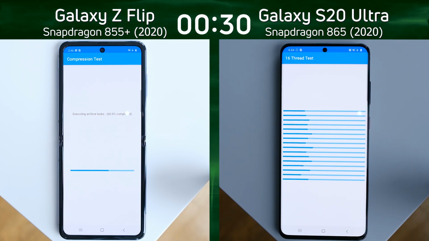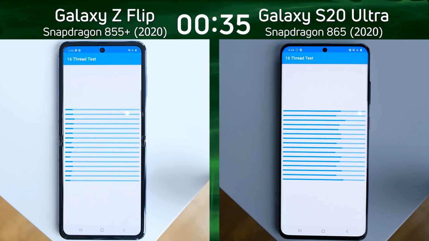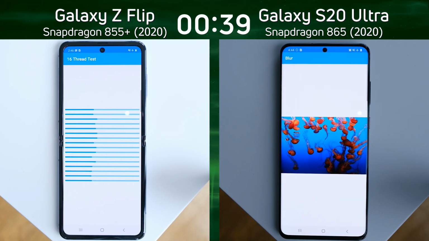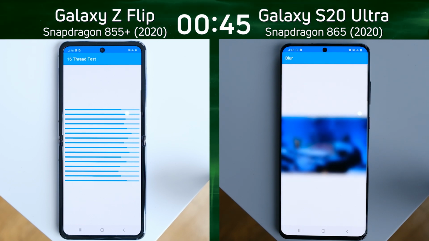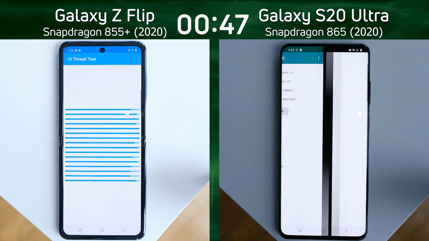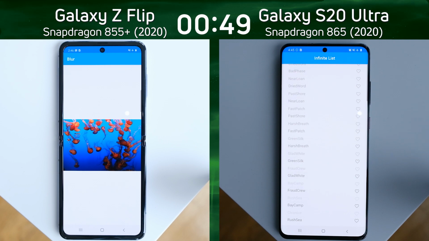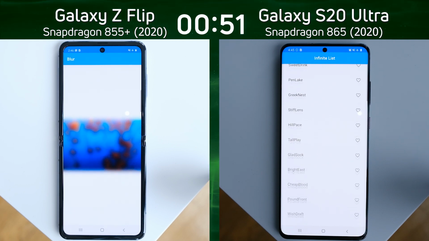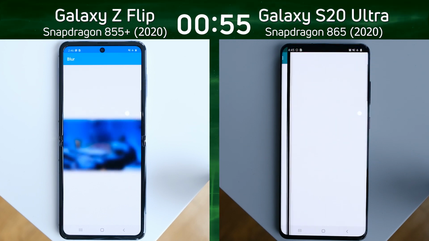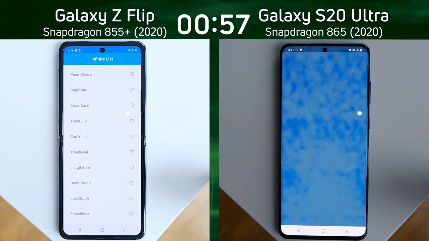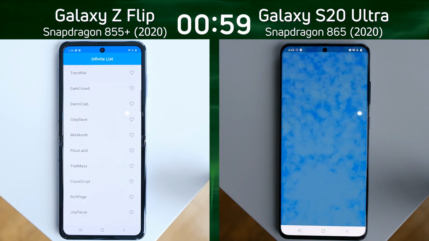Both phones, of course, released in 2020, and already we can see a clear lead as the Galaxy S20 Ultra is coming to the very end of the 16th thread test, into the blur test, which is the beginning of the mixed CPU-GPU part of the test, while the Z Flip is still in the 16th thread test. So this is clearly going to be a win by the Galaxy S20 Ultra. Not expecting any major surprises here. However, we're going to have to wait to see by how much it will win. That really is the question as we go into the smoke particle test on the right-hand side.